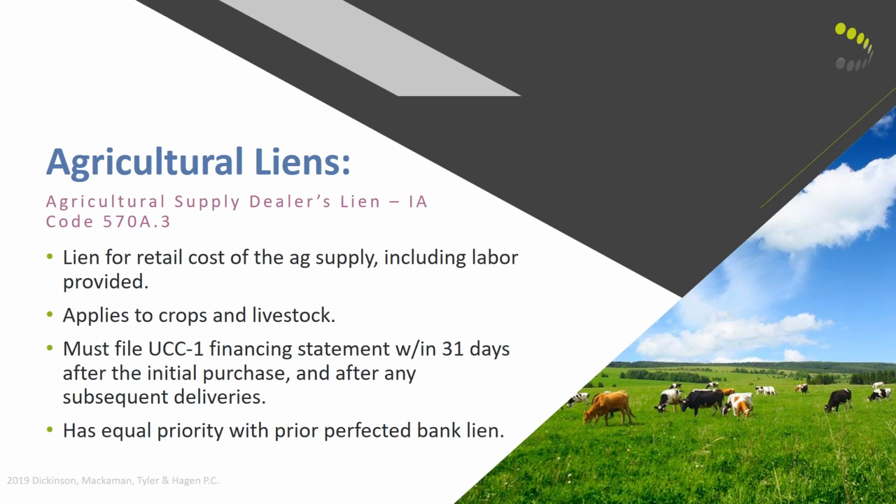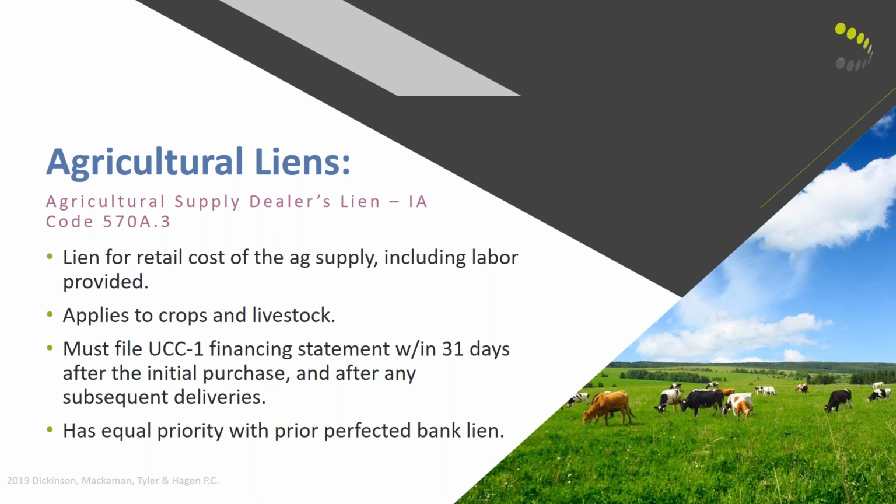Well, you probably don't have to file each time that goods are delivered, but certainly if 31 days goes by and new goods are delivered outside that initial 31-day period, the Supreme Court has clarified that in order to perfect the lien and maintain the priority that you get with the agricultural supply dealer's lien, the supplier has to file a UCC1 financing statement within 31 days after the initial purchase, and that would cover any subsequent deliveries.